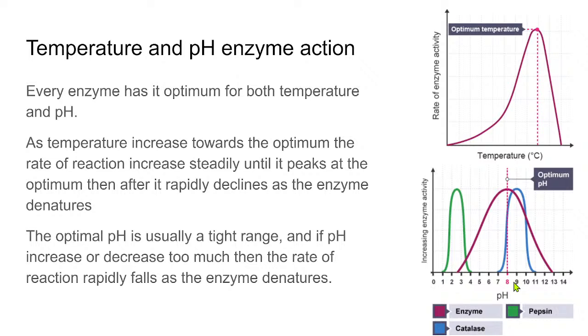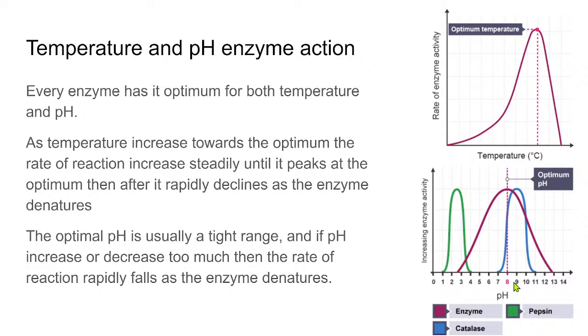So, how does temperature and pH affect enzyme action? Every enzyme has an optimum temperature for working and an optimum pH. So, temperature: one's internal enzymes are going to have an optimum of around 37 degrees. Whereas something like bacteria's external enzymes, the ones they produce to break down the environment, are going to work at a much lower optimum temperature.